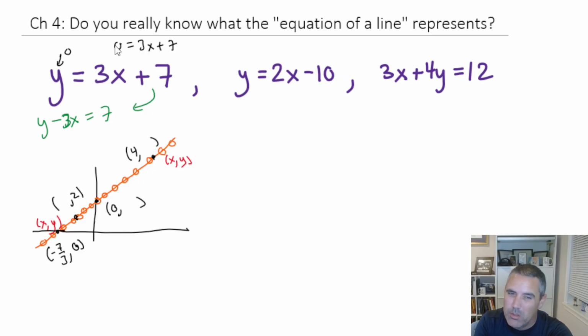If I plugged a 2 in for y, like this point, this would be a 2, I'd subtract 7, this would be negative 5/3. If I plugged in a 0 for x, yeah, that happens to be easier, I get 7. Plug in a 4 for x, I get 12, I get 19. All of those points we're getting. So if we're only knowing how to use the equation to find this one point, we're missing out on what it's actually saying.